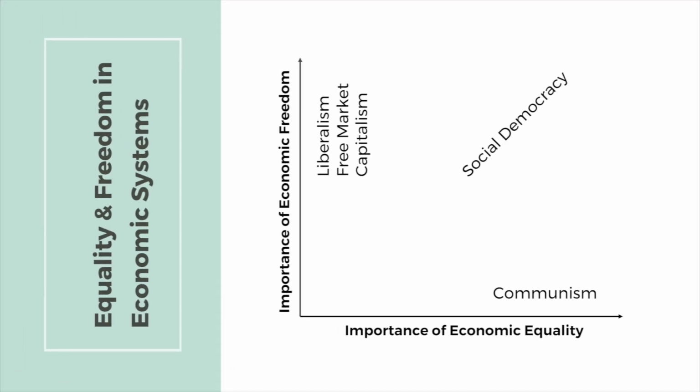If we try and visualize how much economic freedom and equality is prioritized in each of these systems that we've talked about, we can kind of picture a diagram like this one. Here we can see that capitalism values economic freedom, while communism emphasizes equality. Social democracy is somewhere in the middle and is characterized by governments with an active role in finding a balance between economic freedom and equality.